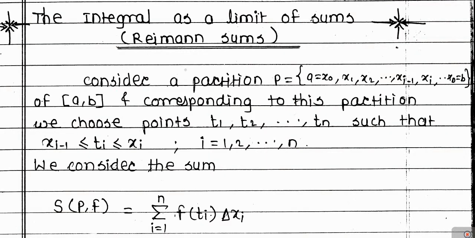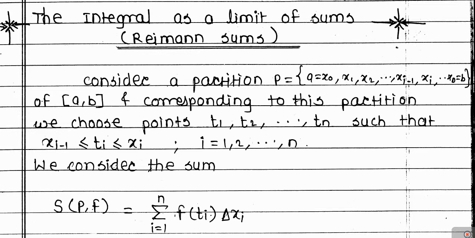The definition of the Riemann sum is: consider a partition P which consists of the points a equal to x0, x1, x2, and so on, x_{i-1}, x_i, and so on up to xn which is equal to b of the closed interval a to b. And corresponding to this partition, we choose points t1, t2, and so on up to tn, such that x_{i-1} is less than or equal to ti is less than or equal to xi for i equal to 1 to n.